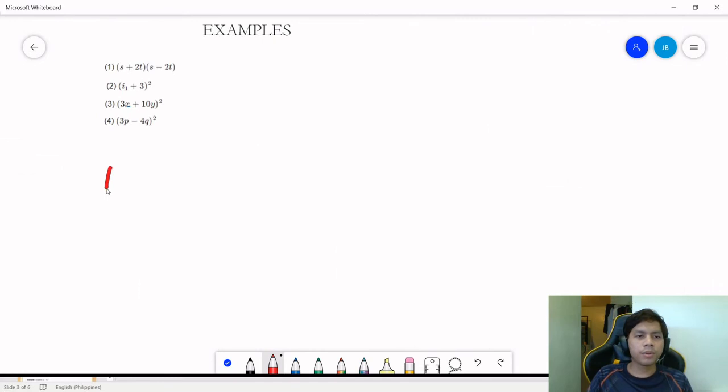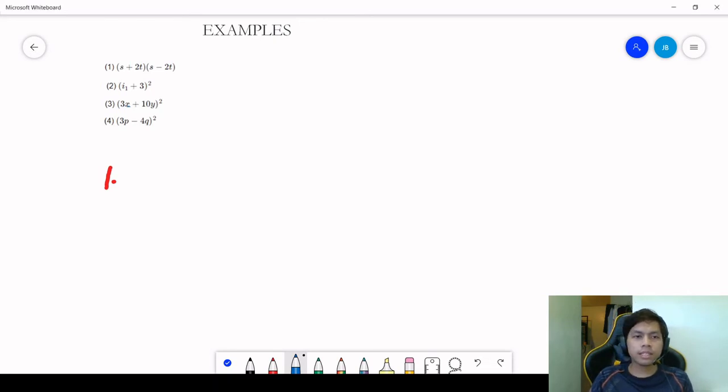Okay, let's answer number 1. All of these are examples of special products involving squares. So this one is a difference of two squares. That's s plus 2t times s minus 2t. According to what we have learned earlier, that's just equivalent to s squared minus 4t squared. Okay, bakit?